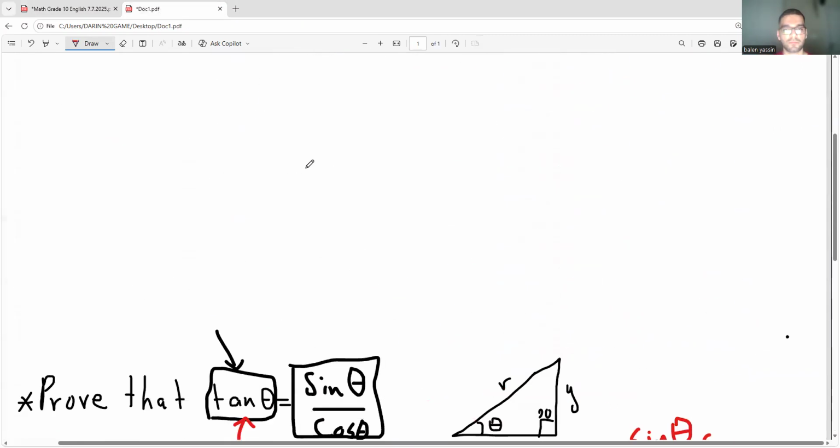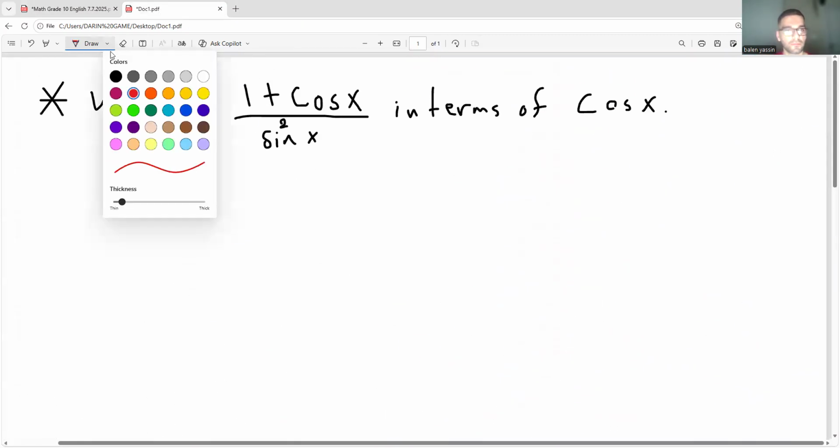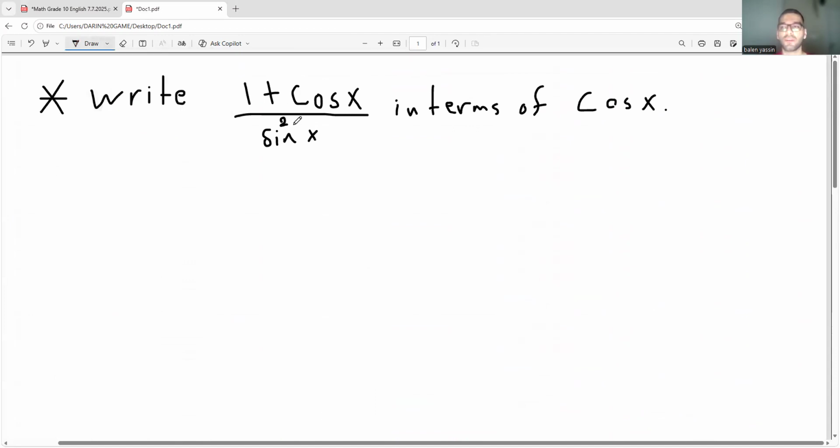We will do it here. So again, this is not an equation, remember. It's not that we want to reach a part where it's one or something else. We just need to get rid of one of these. We don't want both of them together. So 1 plus cosine of x over sine of x, all of it squared.